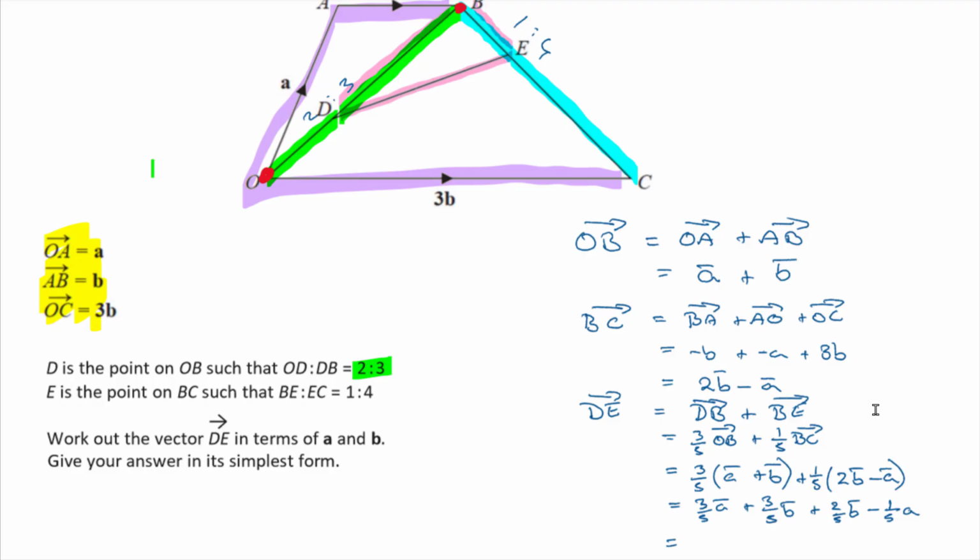And that is equal to, well, let's collect like terms. I've got terms in a. I've got 3/5 of a minus 1/5 of a. So that is 2/5 of a. And then I've got 3/5 of b plus 2/5 of b. So that makes 5/5 of b, or just simply b. Okay, so I've got 2/5 of a plus b. That's it. That's my vector. Does it get any more simple than that? Don't think so. I think that's going to do.